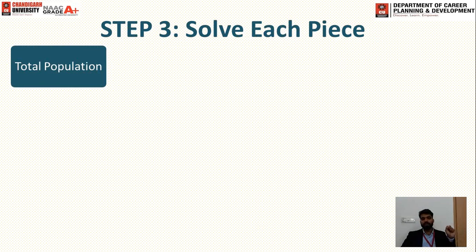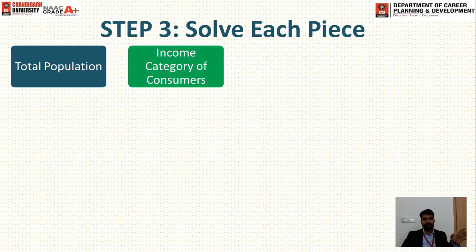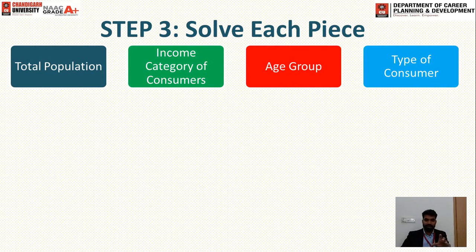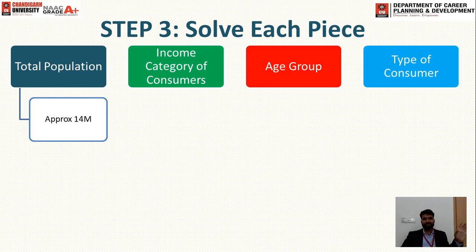Okay, now start solving each piece of the problem. Now the total population I'm talking about. So again, income category, age group and type of consumer. These are just guess figures or approximate figures. So we are taking the total population of Delhi as 14 million, that is 1.4 crore. Sounds okay, because we know that the population of Delhi is like 1.5 crore to, let's say, 1.7 crore something. So we have 1.4 crore or 14 million as the total population of Delhi.